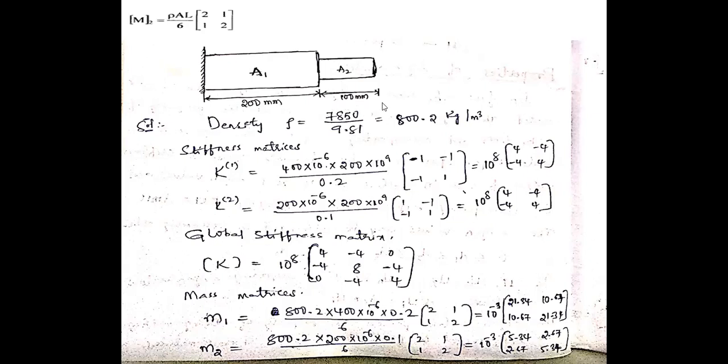So using this data, let us try to find the unknown values. In the problem, the density is given as 7850 Newton per meter cube, and let us convert this into kg per meter cube. If we convert into kg per meter cube, we have to divide by 9.81. Dividing by 9.81, we get the density equal to 800.2 kg per meter cube.